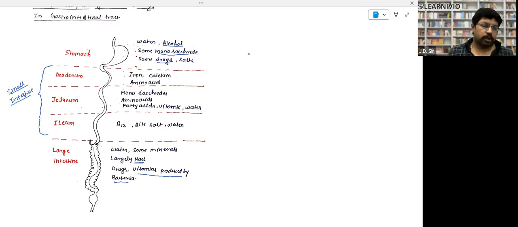The duodenum, jejunum, and ileum are parts of the small intestine. The main absorptive part is the small intestine. Duodenum absorbs iron, calcium, and amino acids. Jejunum absorbs monosaccharides, amino acids, fatty acids, vitamins, and water. Ileum absorbs, and this is very important, vitamin B12 and bile salts plus water. Right.